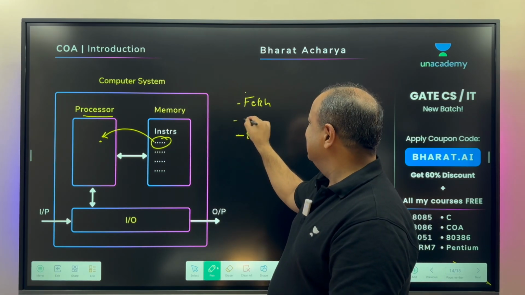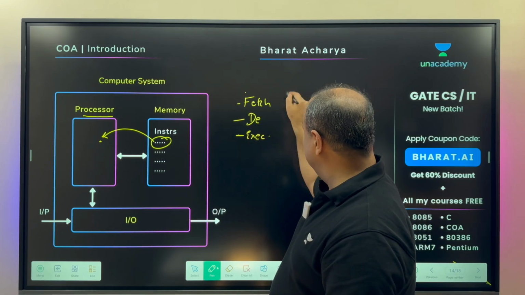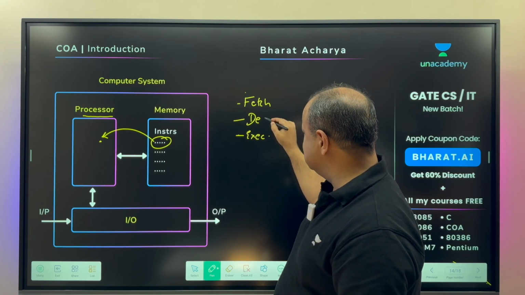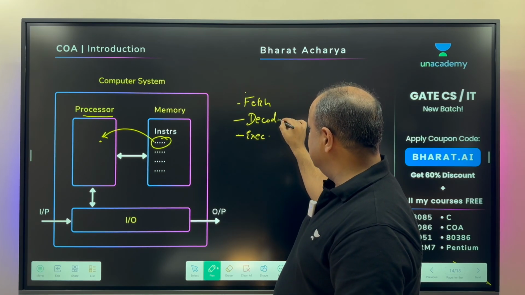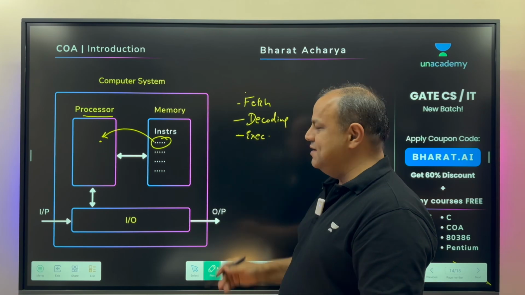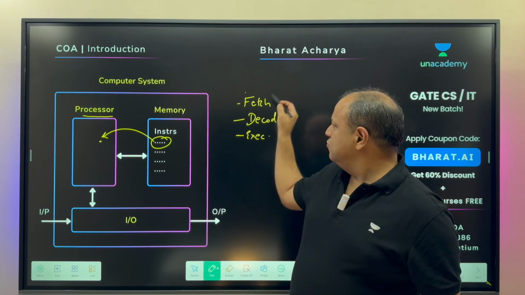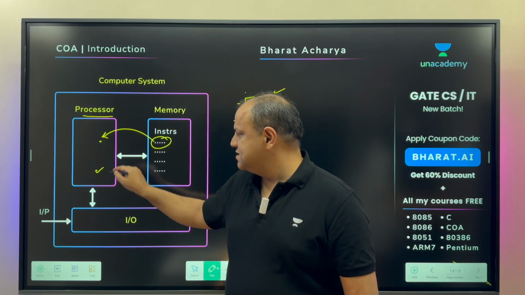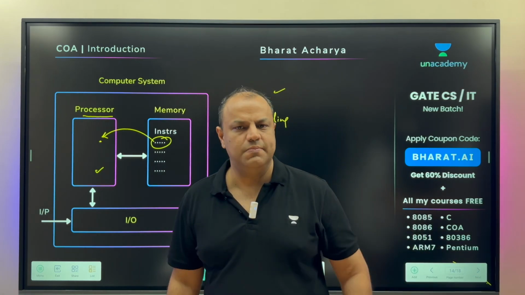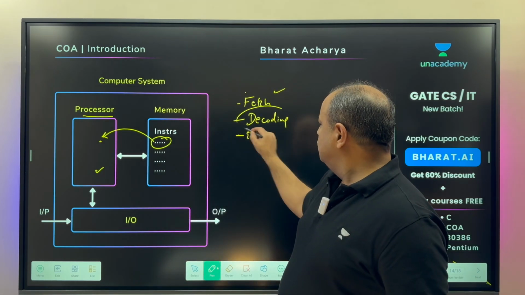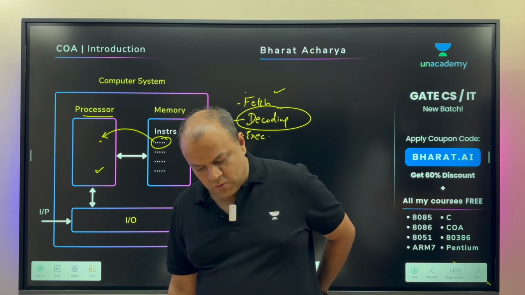What is that? Decoding. Every instruction has to be fetched, decoded, and then executed. Now students understand the fetching part. Students understand the execution part. That's add, subtract, multiply, divide. That's your execution. Students don't understand what this is. What is decoding?